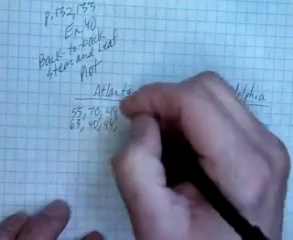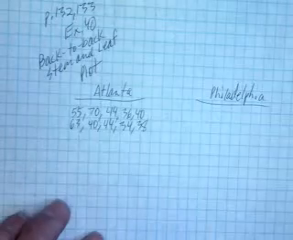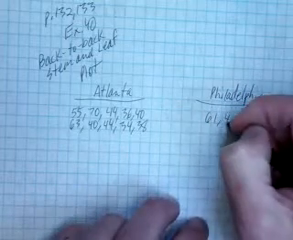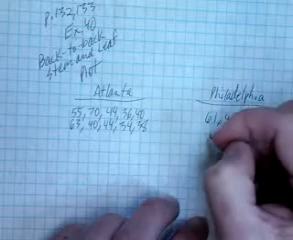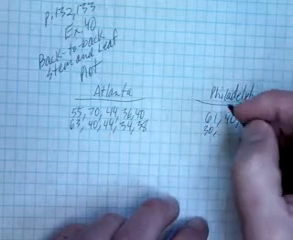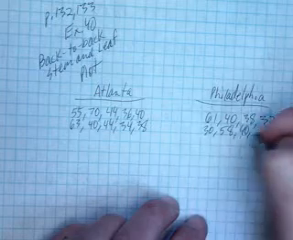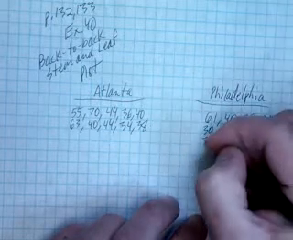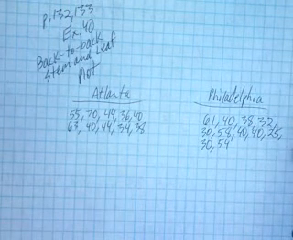Okay? So let's use 55, 70, 44, 36, 40, 63, 40, 44, 34, and 38. We'll use those from Atlanta.